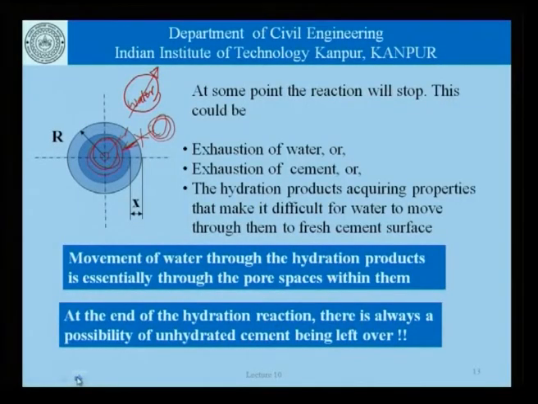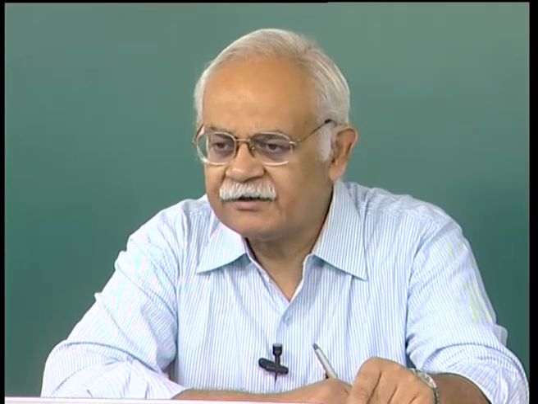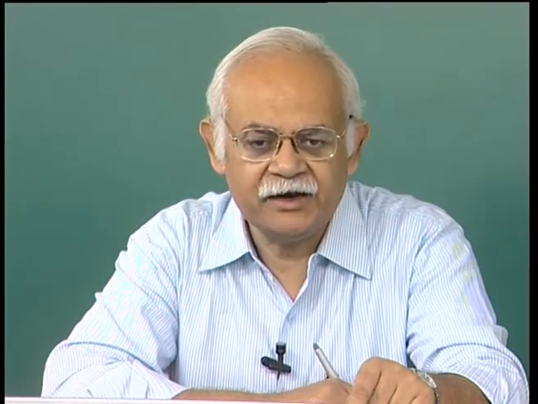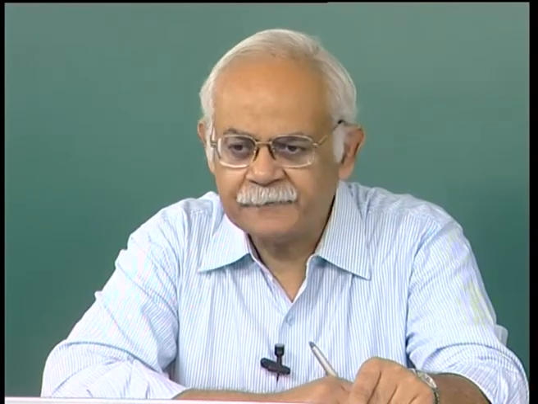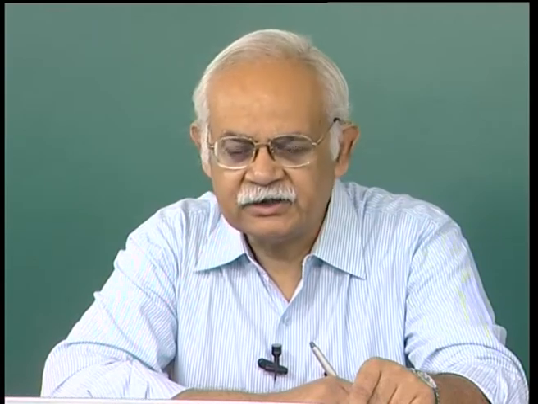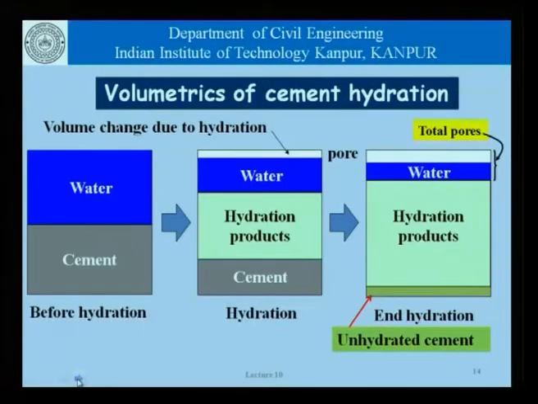Even at the end of the hydration process or the hydration reaction, there is always a possibility of unhydrated cement being left over. So, especially in a situation like this, it is likely that there will be an unhydrated core of cement left behind, which means that the cement is still there, water is still there, but there is no more hydration taking place. And that, in the diagram that we used previously, is the situation that is shown here: the hydration has ended, but that does not mean that the cement has been exhausted.